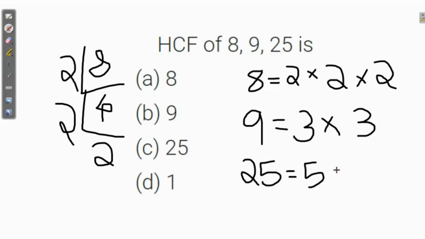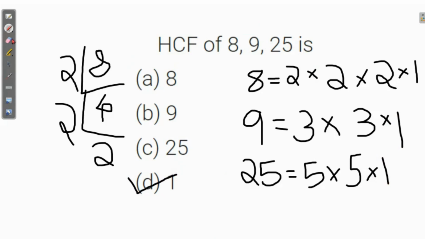5 into 5. Here, what's the meaning of HCF? Highest common factor. But here we don't have anything that's common. If there's nothing common, I can also write into 1. 2 into 1 is 2 itself. For everything, I can add 1. So now 1 becomes common for all 3 and my HCF is 1.